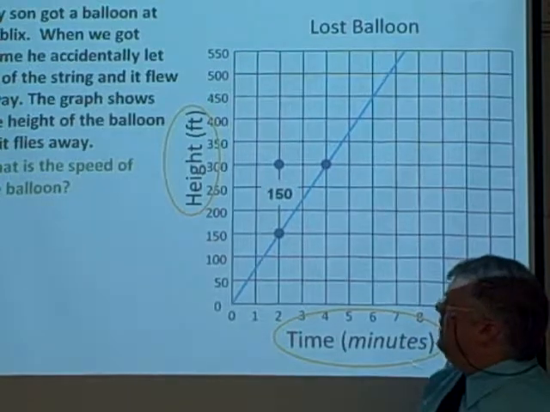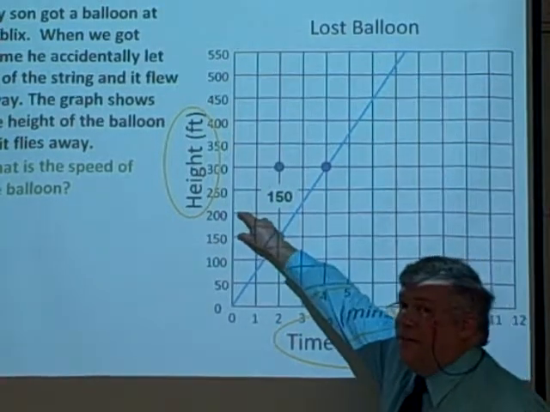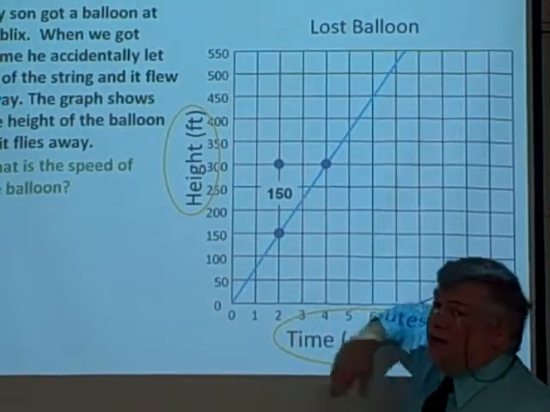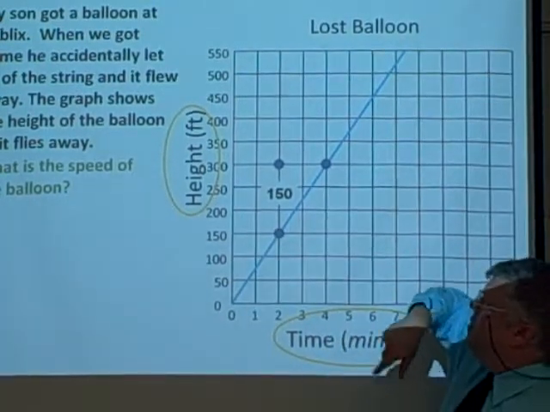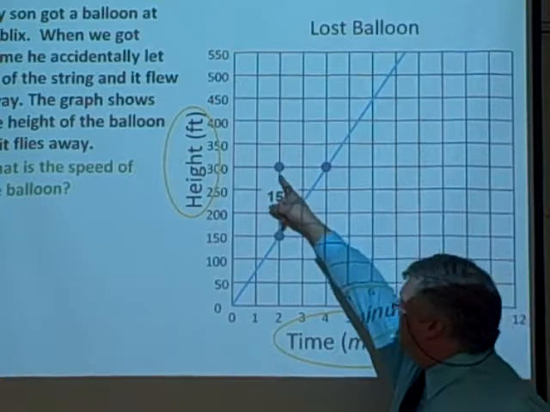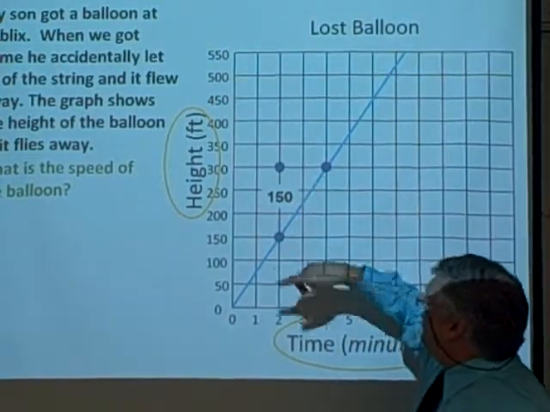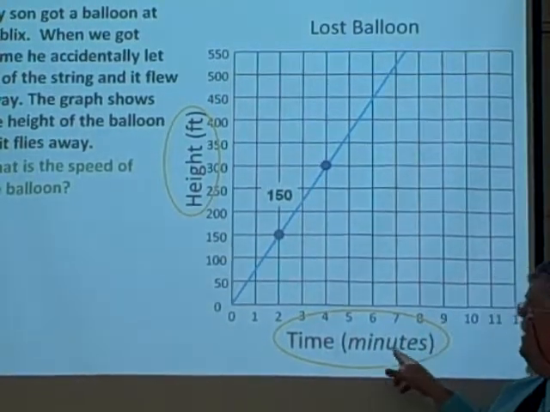So I go up 150. Remember, the intervals here are 50, not 1. So you've got to be careful when you're counting for that rise. You've got to count by the intervals that you're working with here. The run, it went from 2 to 3 to 4. So we're talking about 2 minutes.